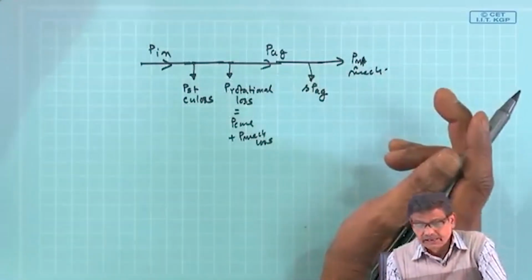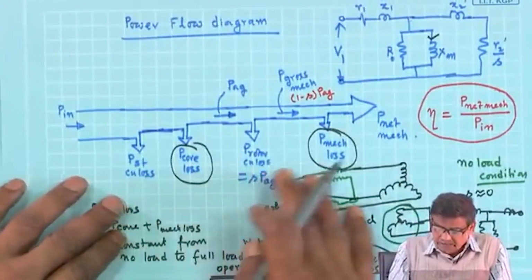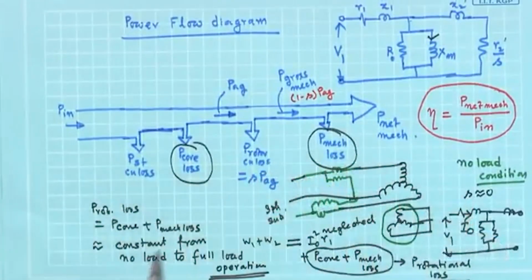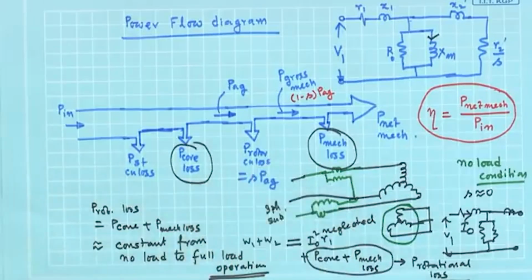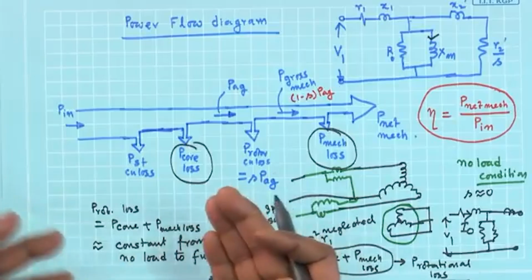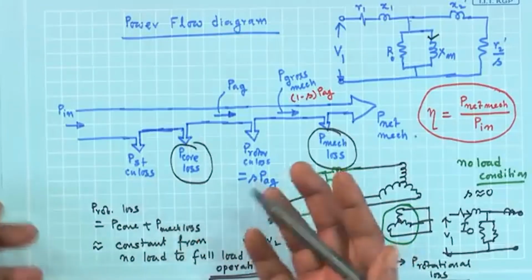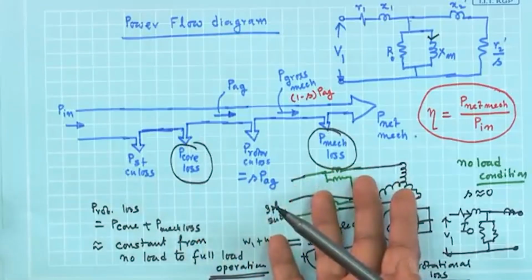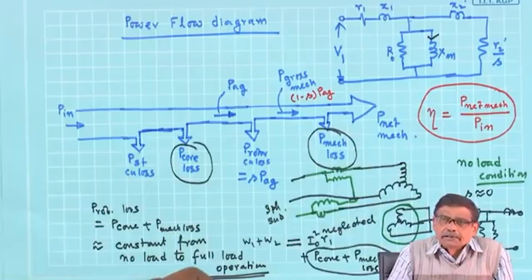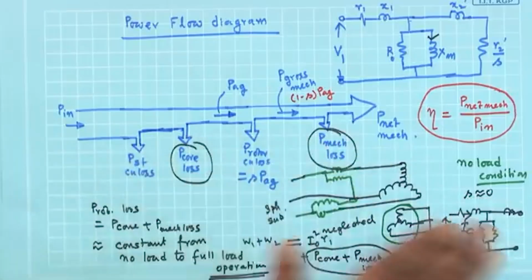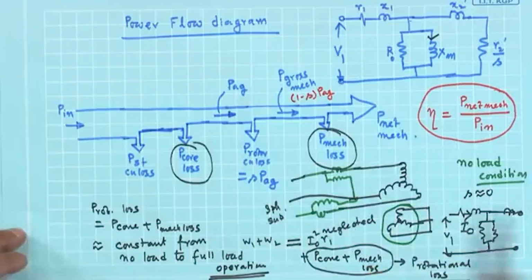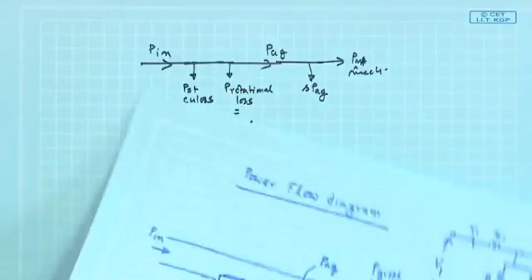I am reiterating this point. If these losses are known totally, then use this power flow diagram depending upon the situation of the problem. Otherwise, there is no one way of telling to always use this power flow diagram. It depends upon the problem at hand. But anyway, it gives you a fair idea of what is going on. Therefore, this is the thing.